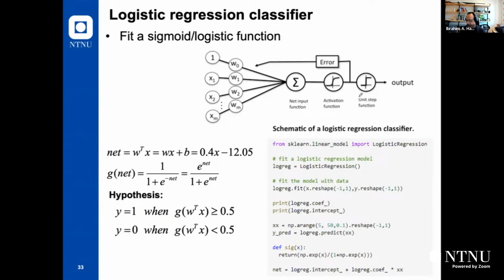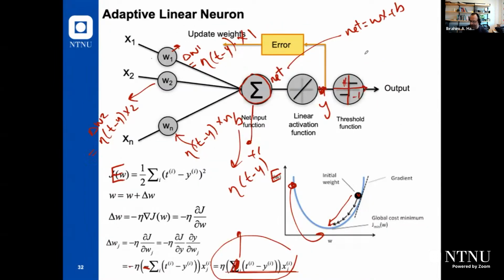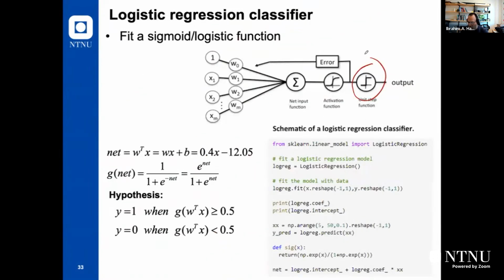When you add this threshold unit step function, we will call it a perceptron. This one, without it, is the adaptive linear unit. And in the case of logistic regression, you need to change the activation function into this one, the logistic function.